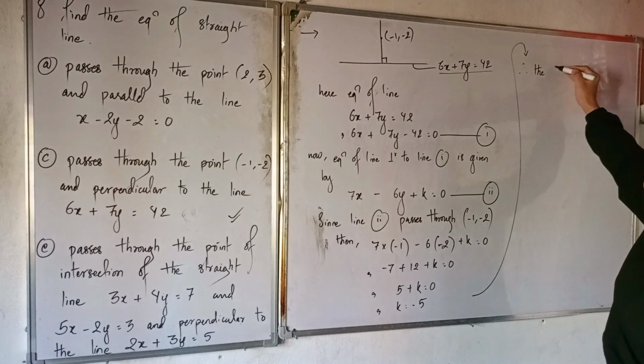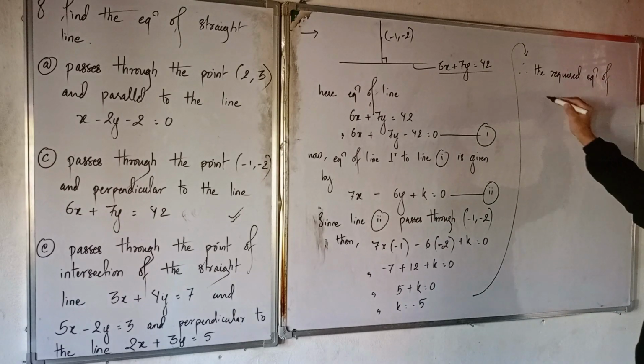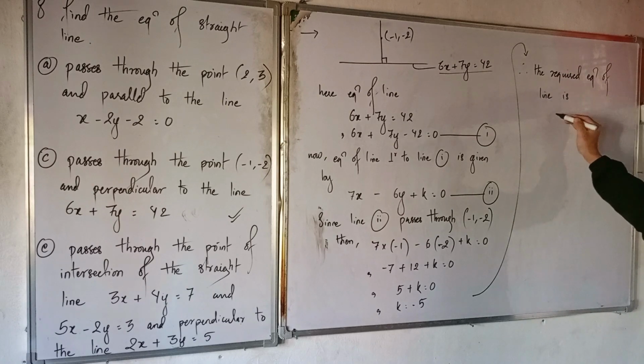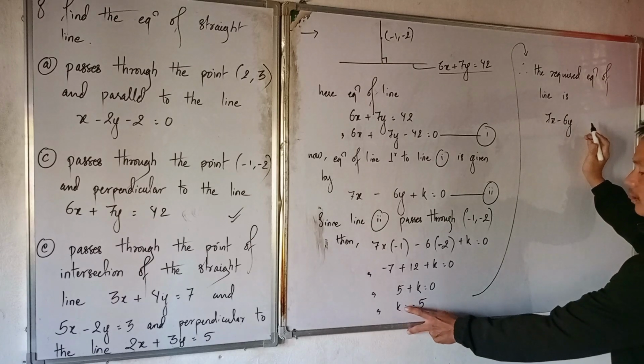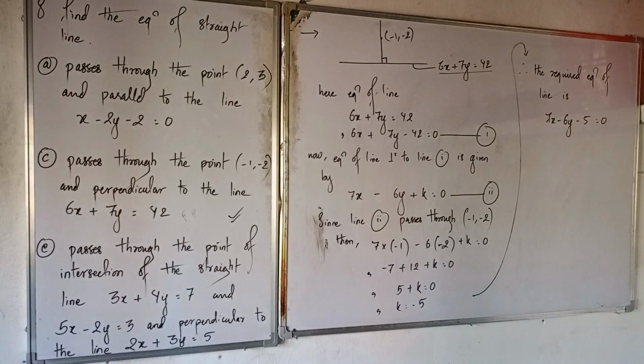Therefore the required equation of line is 7x minus 6y. So instead of k, you just write here -5 equals to 0. So this is the required equation of line. Very easy, and this is how it is done. Now you got the idea how to suppose parallel lines and perpendicular lines. So without any further delay, I would like to move into the next question, that is 8e.